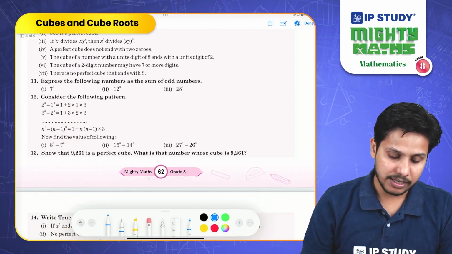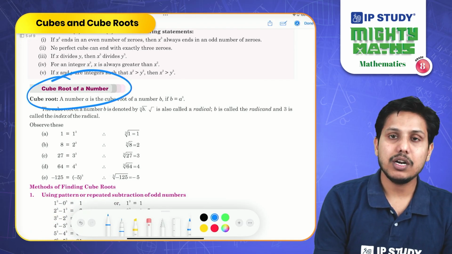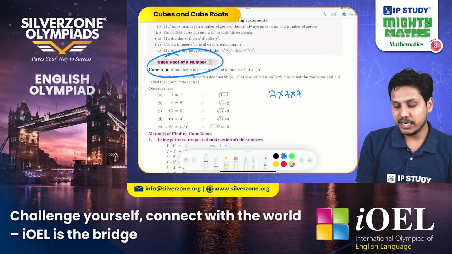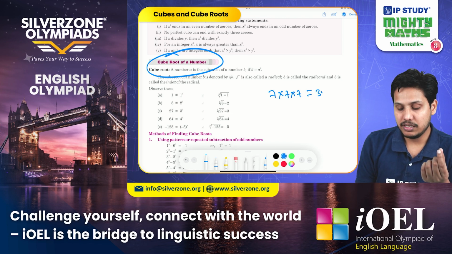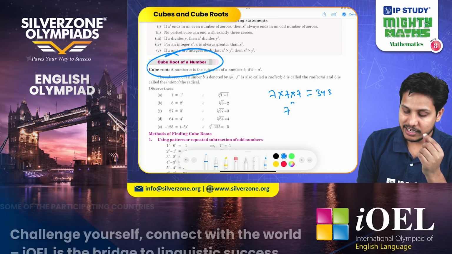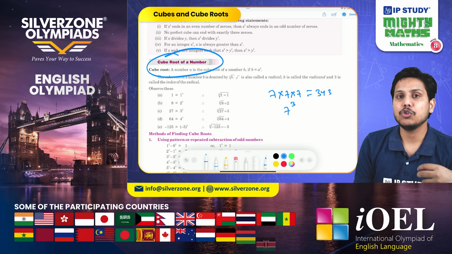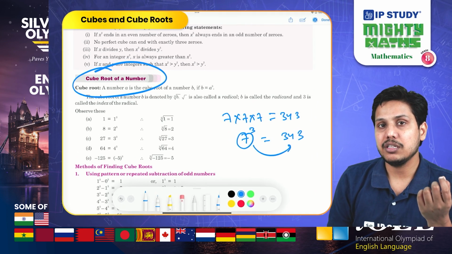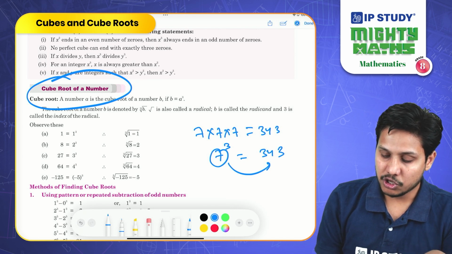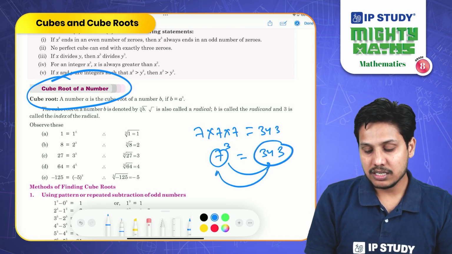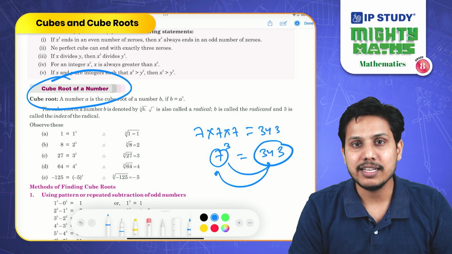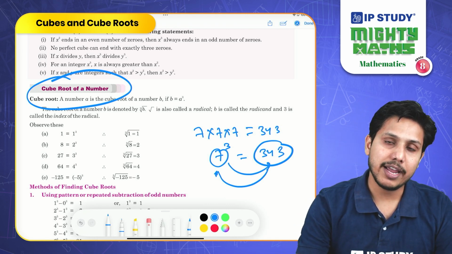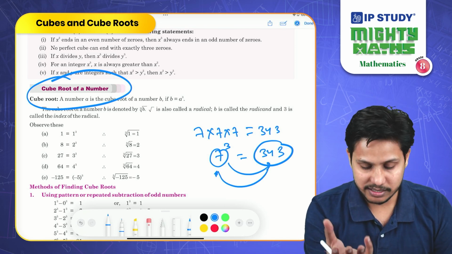Now moving to the next topic, that is the cube root of a number. What does it mean? Let's suppose you multiply the number 7 three times, it will give us 343. Now we can write it as 7 raised to the power of 3, or we can read it as the cube of 7. Now students, the cube of 7 is 343, but we can also say the cube root of 343 is 7. So it is quite the reverse thing that we are going to understand: what was the number that was multiplied by itself two more times such that we get the number that is given over here.